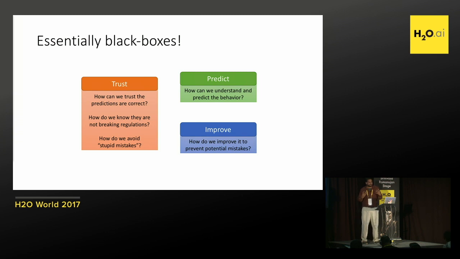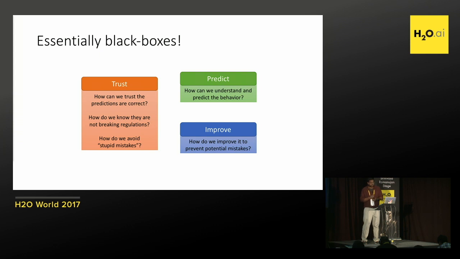Specifically, from a developer point of view, if you're building machine learning models, you want to deploy it only if you can predict what it's going to do. Because if you can't predict what it's going to do, then it's a sort of risky proposition. But you also want to know how to improve that model. And if it's a black box, doing any of these three things is a bit problematic.